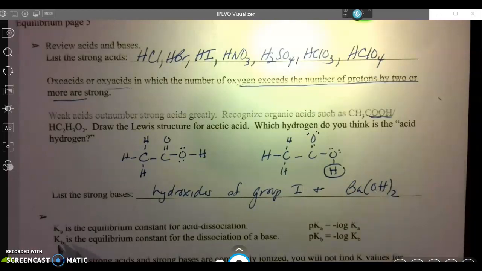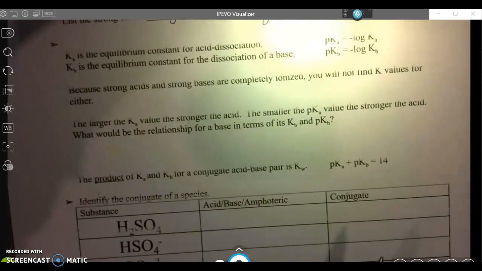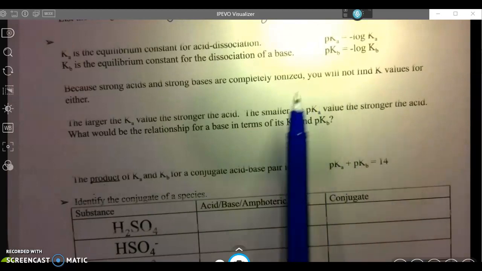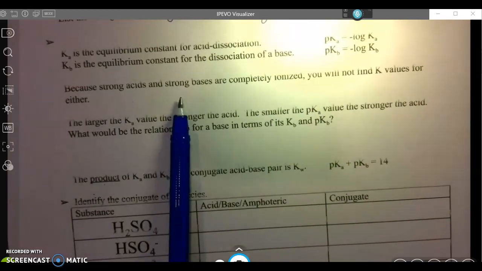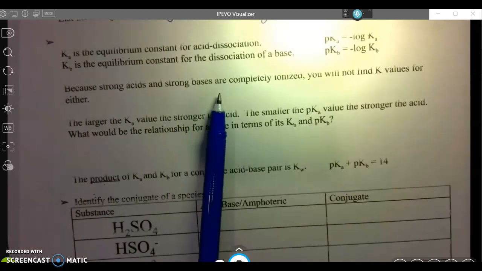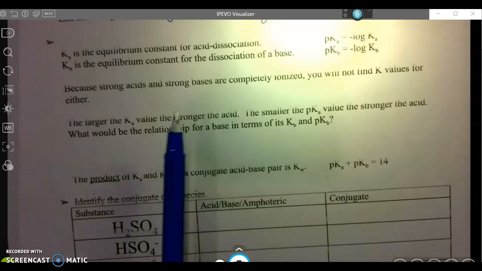So you're introduced to this. Ka is the equilibrium constant for acid dissociation, and Kb is the equilibrium constant for the dissociation of a base. Now, just like we have pH, which is the negative log of the H plus concentration, you're going to see pKa, which is the negative log of the Ka, and pKb, which is the negative log of Kb. The next piece gets into the equilibrium piece. You typically will not find Ka values for strong acids or Kb values for strong bases because they are completely ionized. Those numbers are so large, they just don't matter in terms of doing calculations.